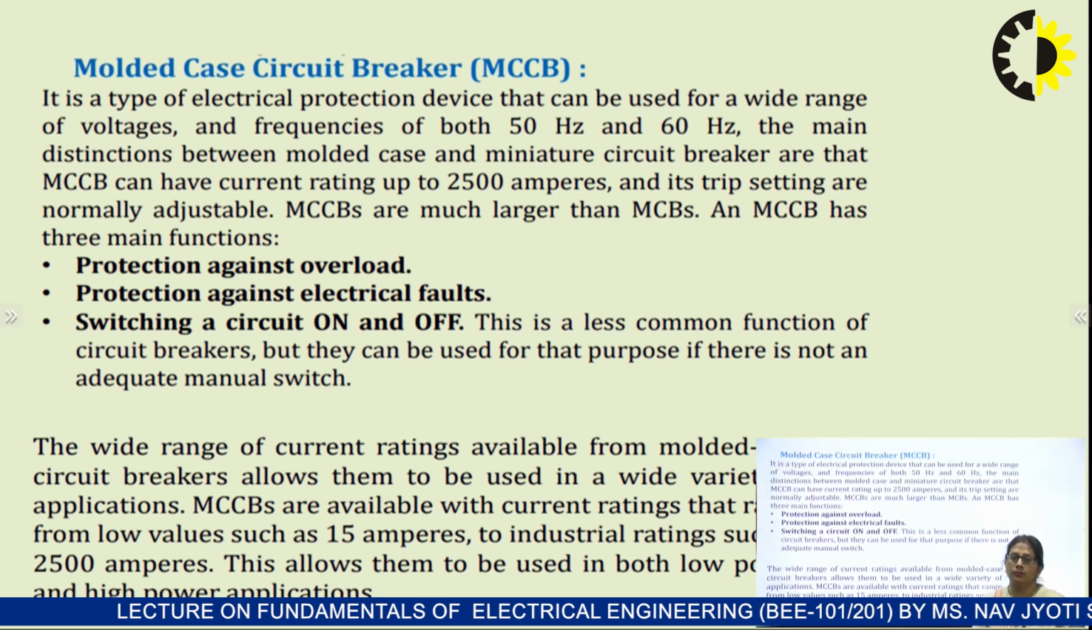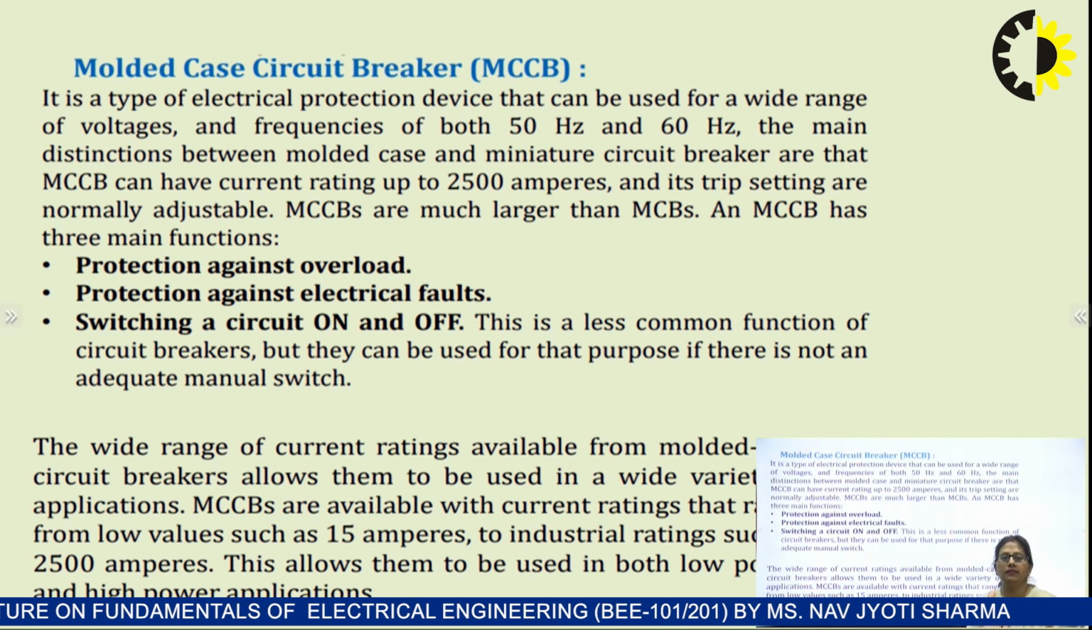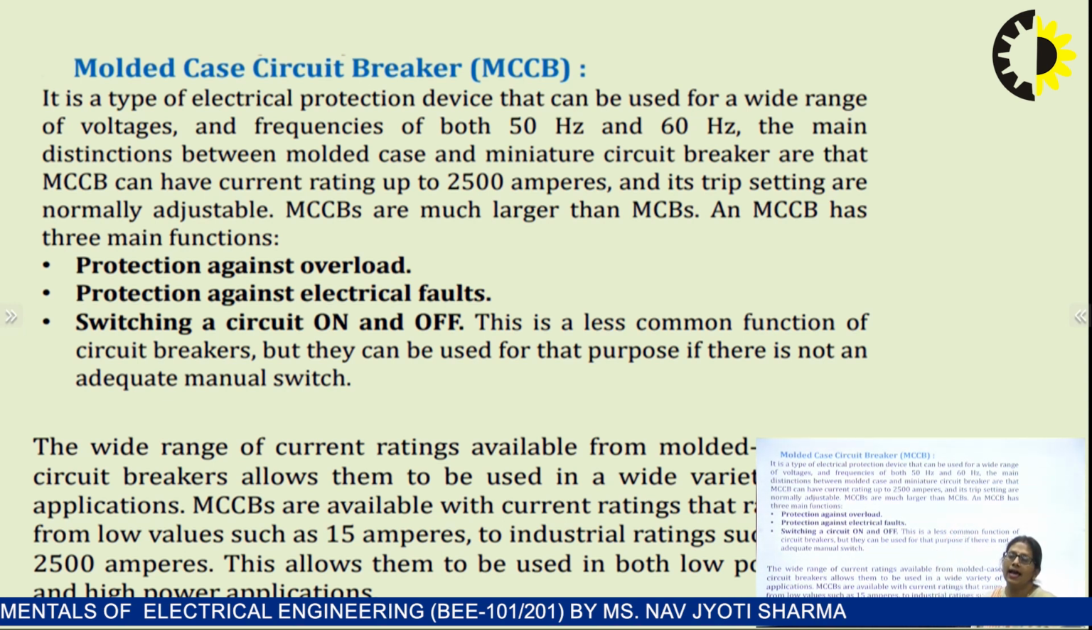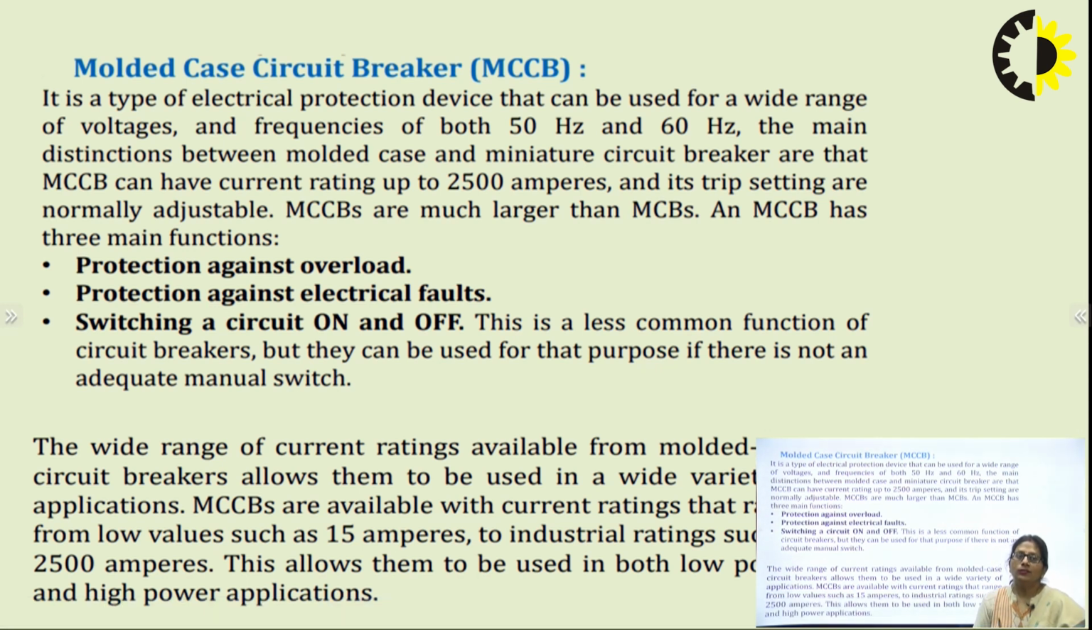The main distinction between the molded case circuit breaker and the miniature circuit breaker, which we have just seen earlier, is that MCCBs have higher current ratings, up to 2500 amperes. Their trip settings are also normally adjustable, which is not the case in an MCB. The trip settings are not adjustable in that. The current rating was also very much lower. So the MCCBs, if they are working for higher currents, their size is also going to be larger.